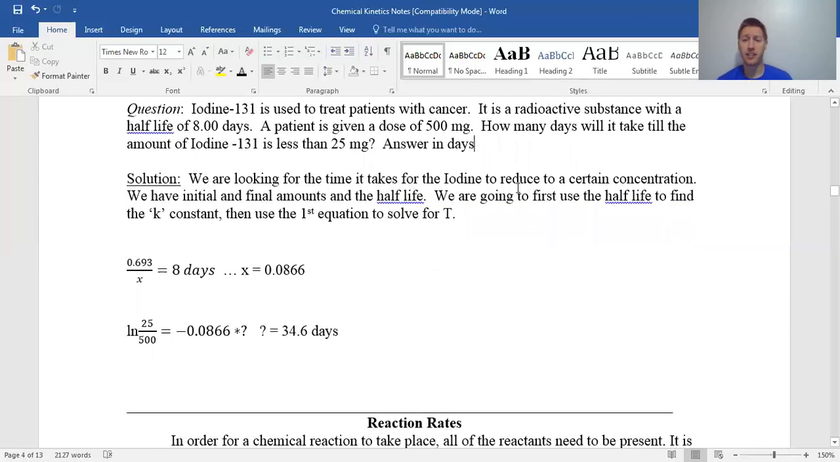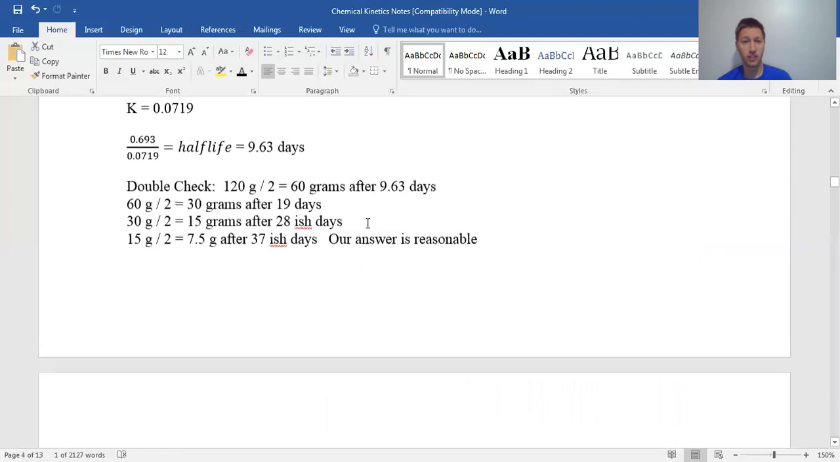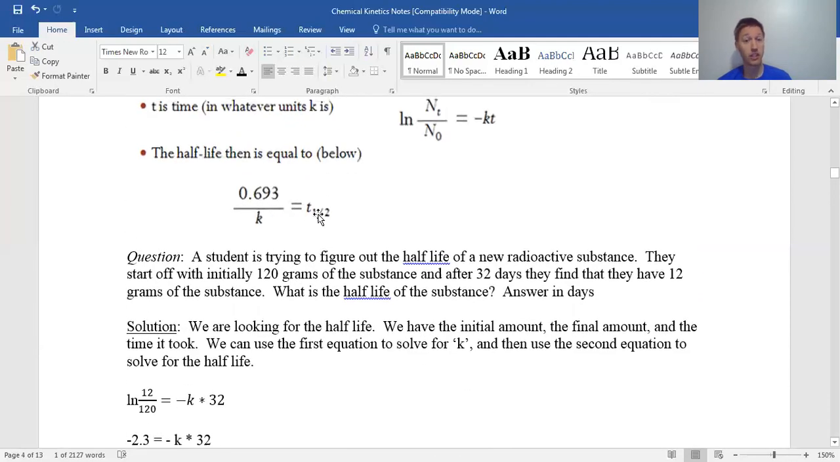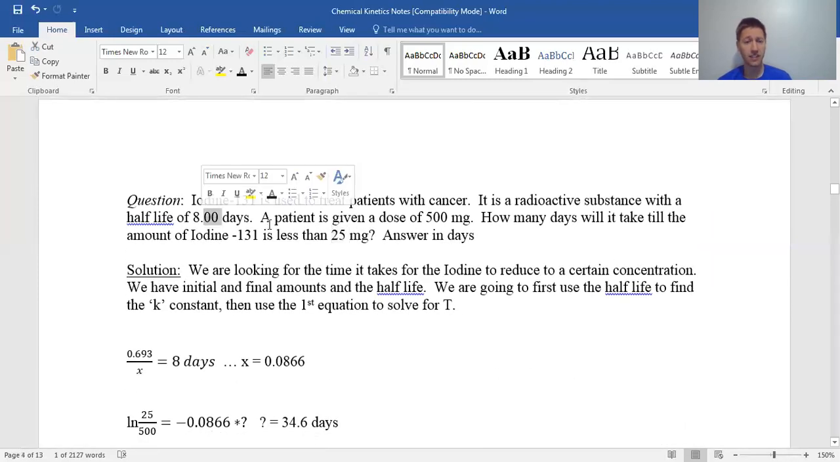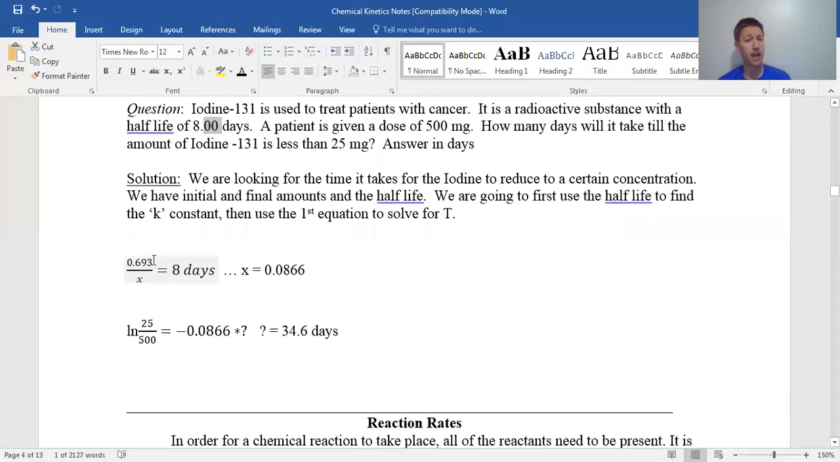All right, we're looking for the time it takes the iodine to reduce to a certain concentration. We're given initially 500, 25. This time we're going to be solving for the actual time it takes, which would be basically like, okay, what if we want to give you another dose once it's less than 25? So when should you come back in? So we're going to use the second equation first here. We're going to use this one here because we were given a half-life actually. So we were given a half-life of 8 days. So we can take 0.693, which is a magic number, do a little algebra, solve for k. k turns out to be this number here.